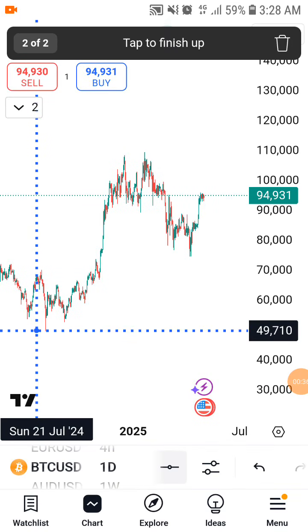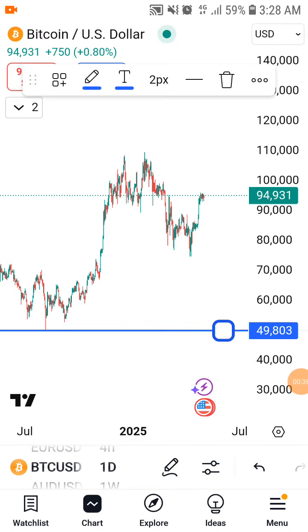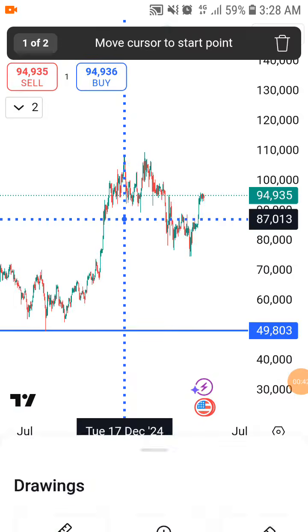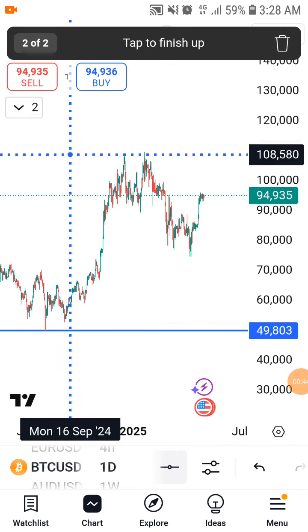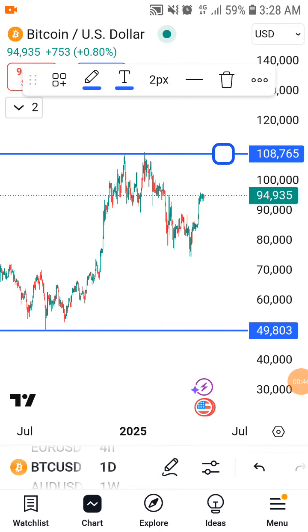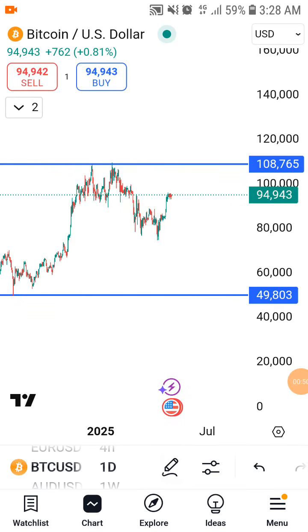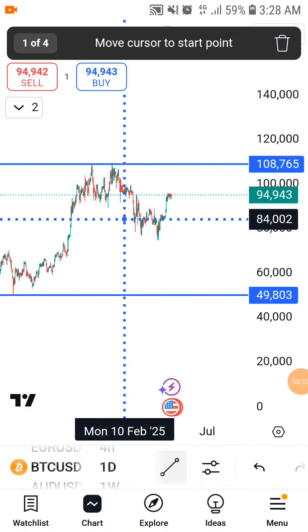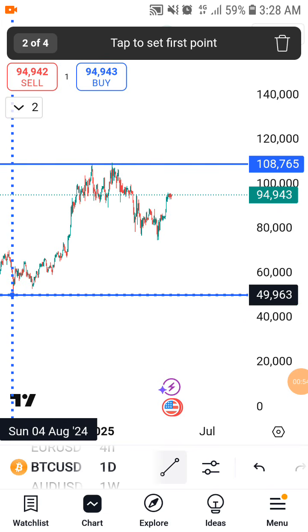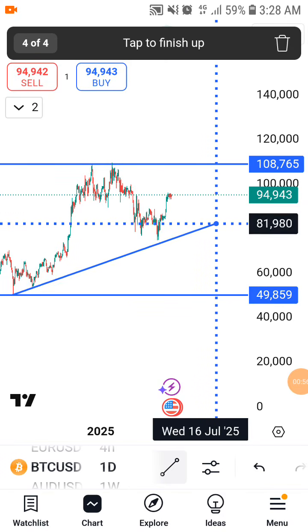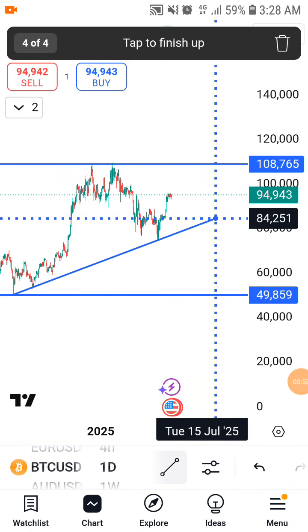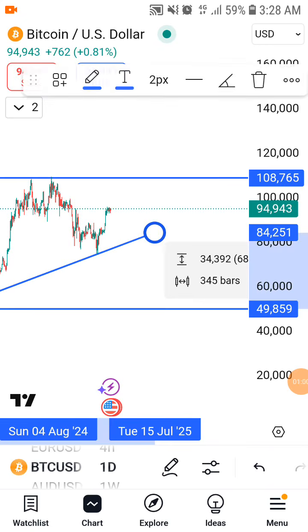This is where this move started from. This whole move, this is where it started from. Then it stopped around this place and began to retrace. Now, let's take our trend line. Let's take our trend line from where it started to where it is now.